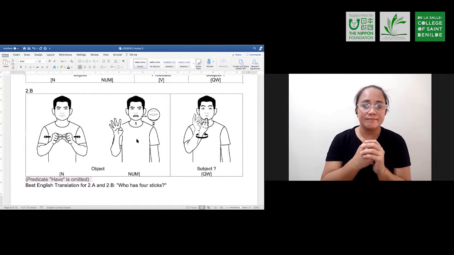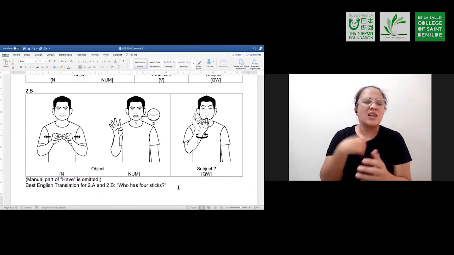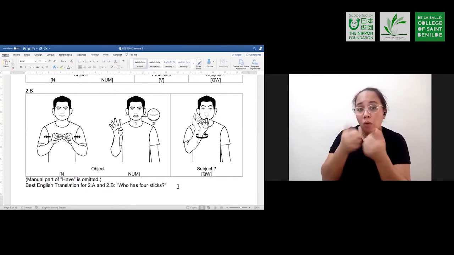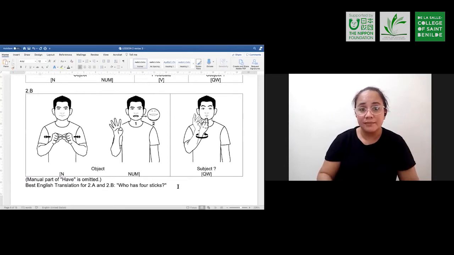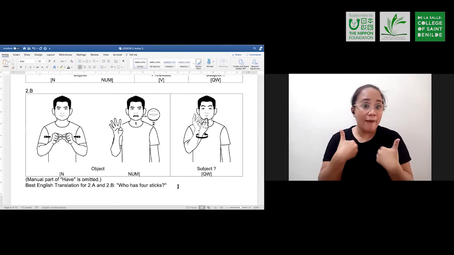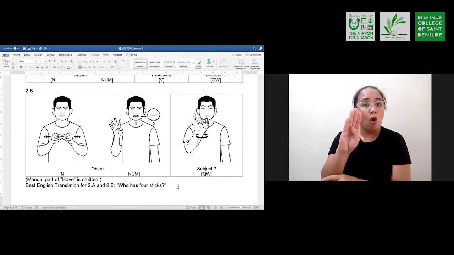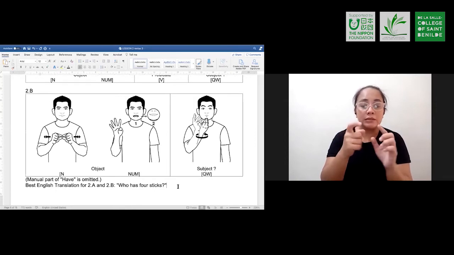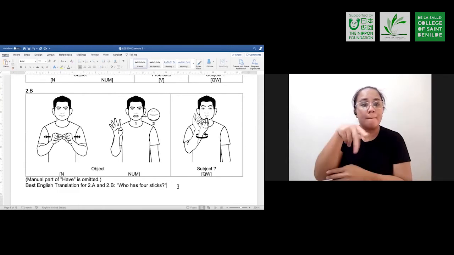It's a bit difficult to know how to analyze 2B, because if you want to say the have is a non-manual, then you have to change object to object, and then under object, you would need to put predicate, non-manual, something like this.